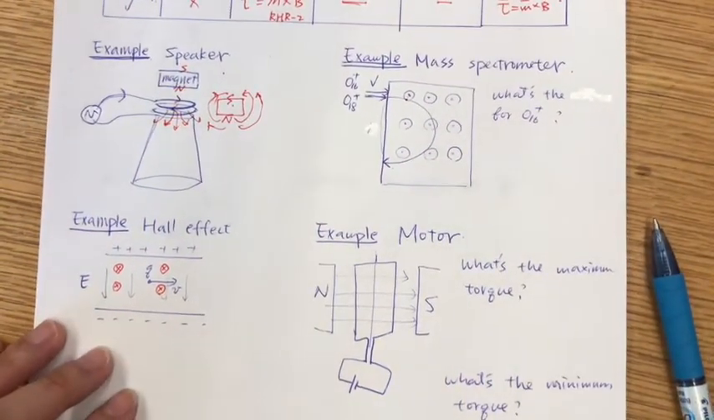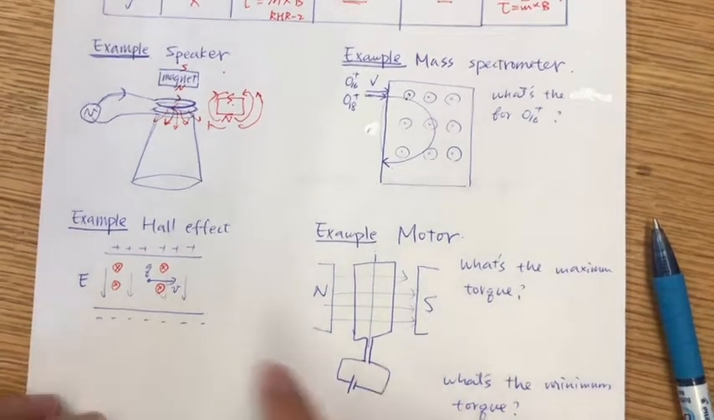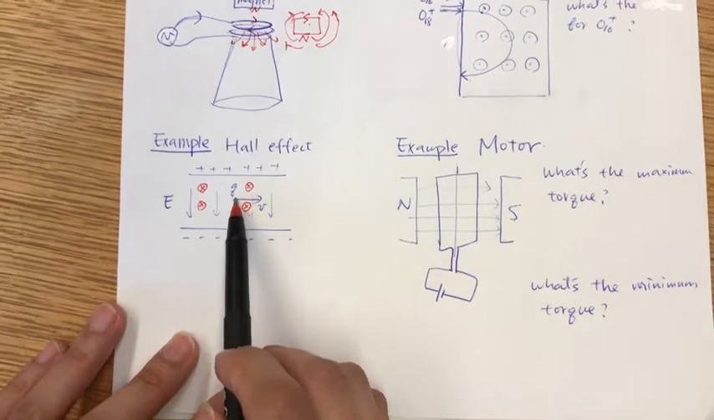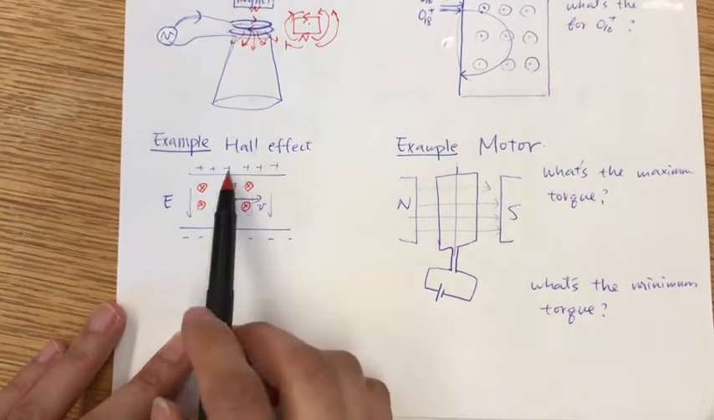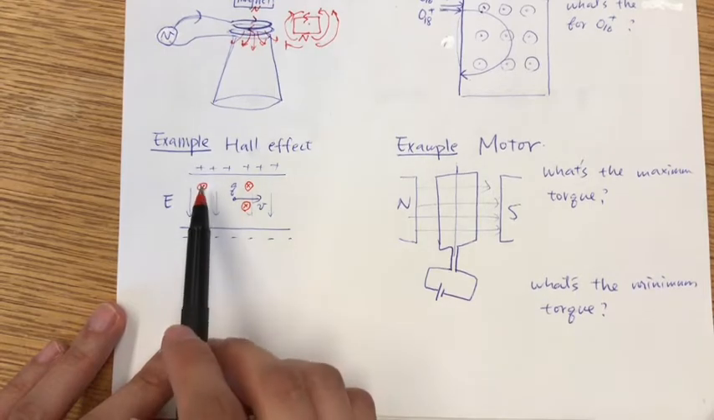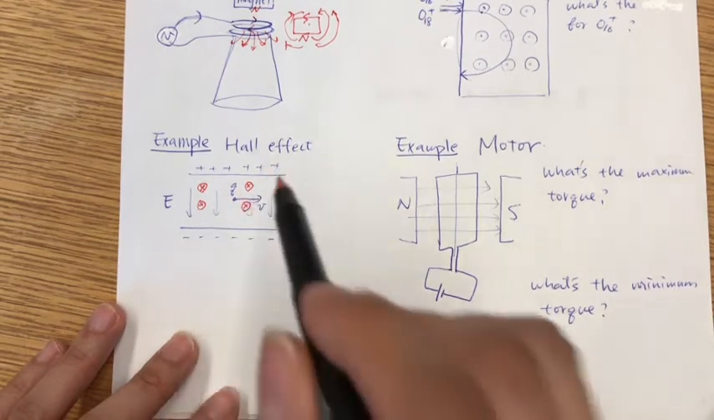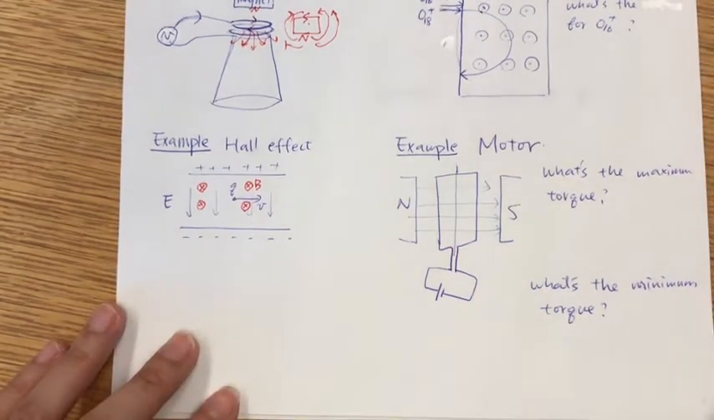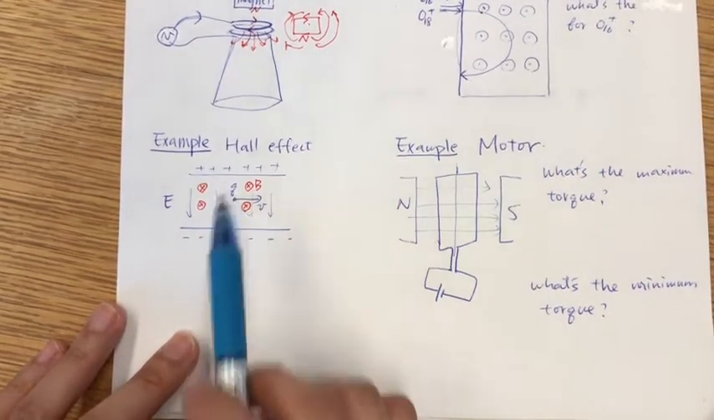All right, and so the next case I'm going to talk about is the Hall effect. Say if I have a charge moving in the parallel plates, and this parallel plate has positive charge here, negative charge here, and it also has a magnetic field going into the page, in this area. So let's see what's happening here.